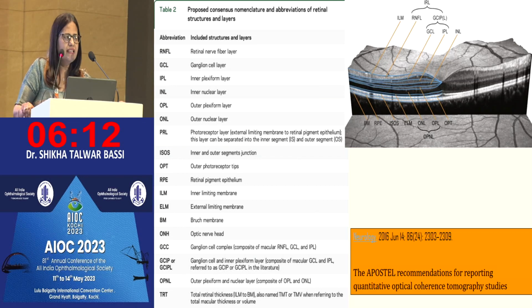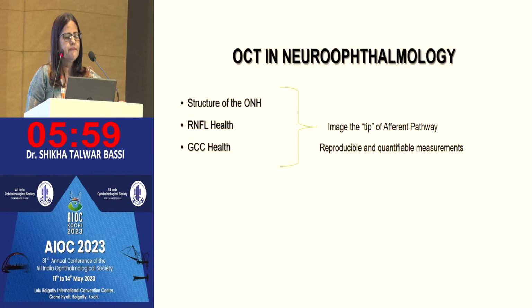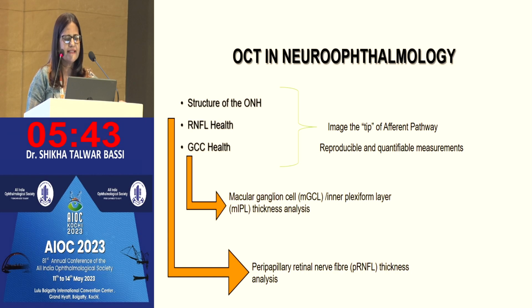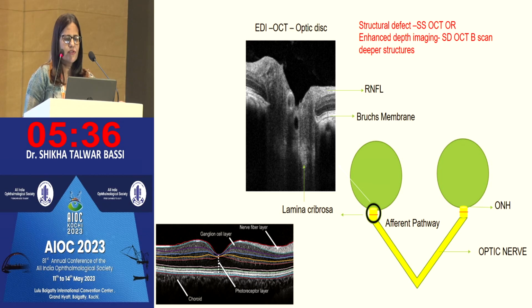Now, the nomenclature is more important for the neurologists. Most of the ophthalmologists are already aware of all the retinal layers, the short forms of the retinal layers. TRT here is the total retinal thickness. Now, coming to the topic of OCT in neuro-ophthalmology, what we need to know is basically the health of the optic nerve head. That can be assessed using retinal nerve fiber layer thickness analysis, which tells us about the RNFL health, and the GCC health can be assessed by the macular ganglion cell inner plexiform layer thickness analysis. On the EDI OCT, it's like an ultrasound B scan of the optic nerve head, where you can reach right up to the lamina cribrosa.